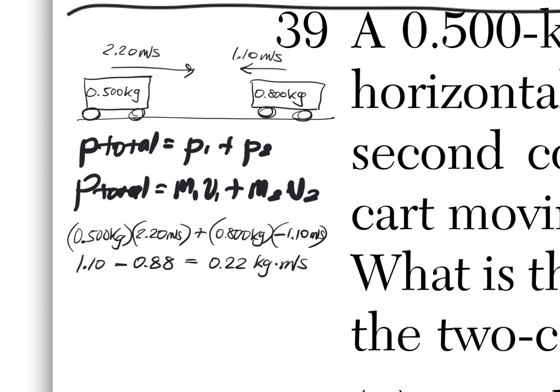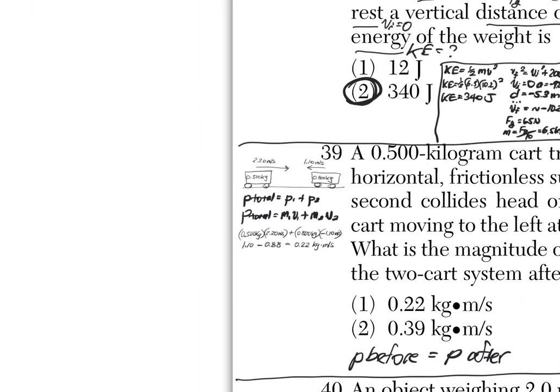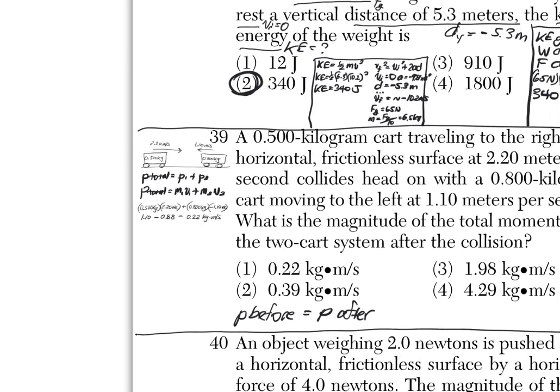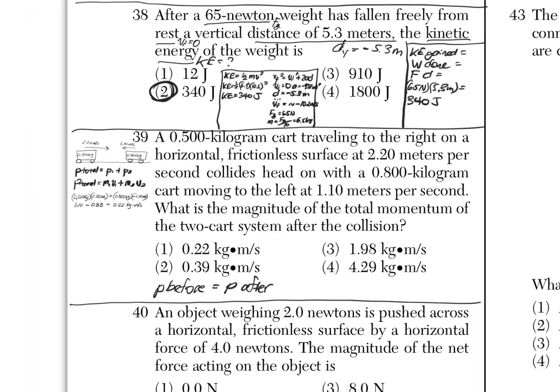And so the net result is a positive 0.22 kilogram meters per second, and that is the total momentum before and after the collision, provided there's no friction, and there is no friction, so frictionless. So 0.22 kilogram meters per second.